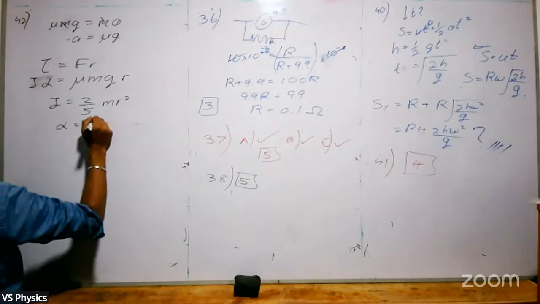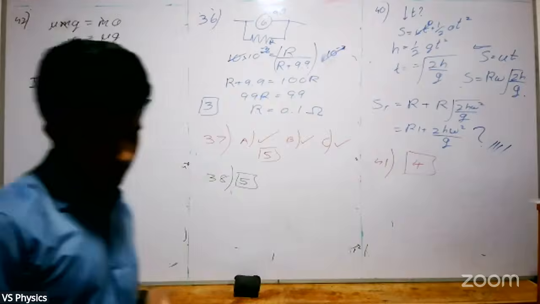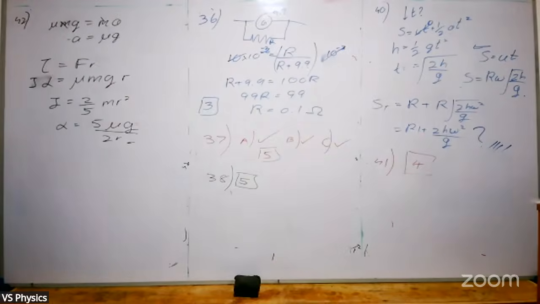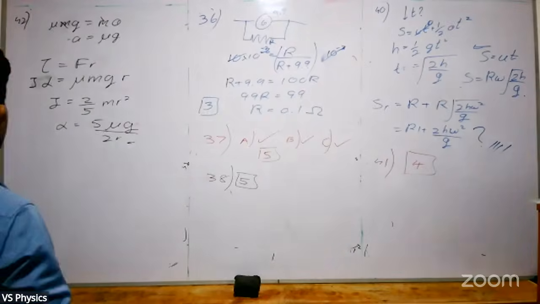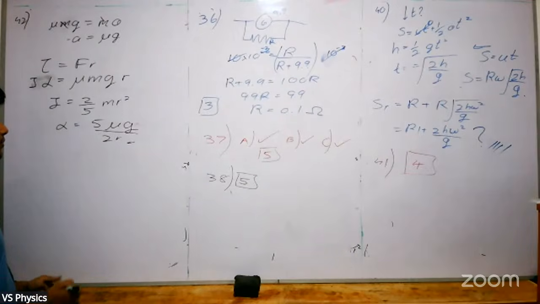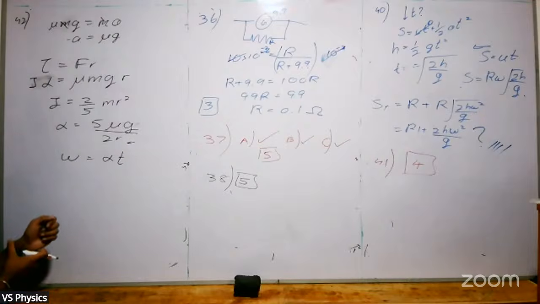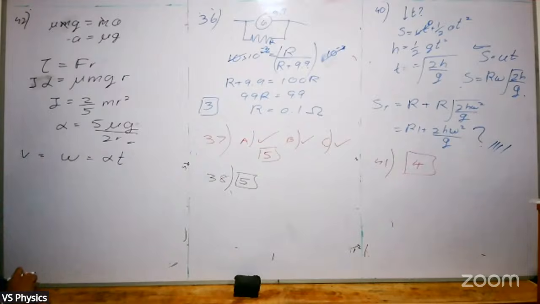We are left with 5 mu g divided by 2r. Omega equals alpha t. But we are trying to find velocity, the final velocity. Using this we can find the velocity of the sphere.